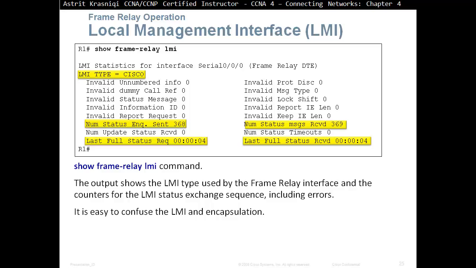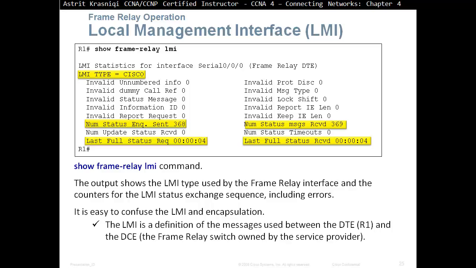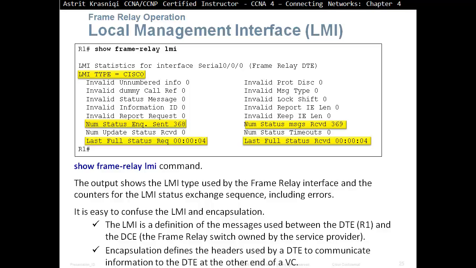It is easy to confuse the LMI and encapsulation. The LMI is a definition of the messages used between the DTE, router 1, and the DCE, the Frame Relay switch owned by the service provider. Encapsulation defines a header used by the DTE to communicate information to the DTE at the other end of the virtual circuit. For all the other information here, this is about errors, so they should all remain at 0.